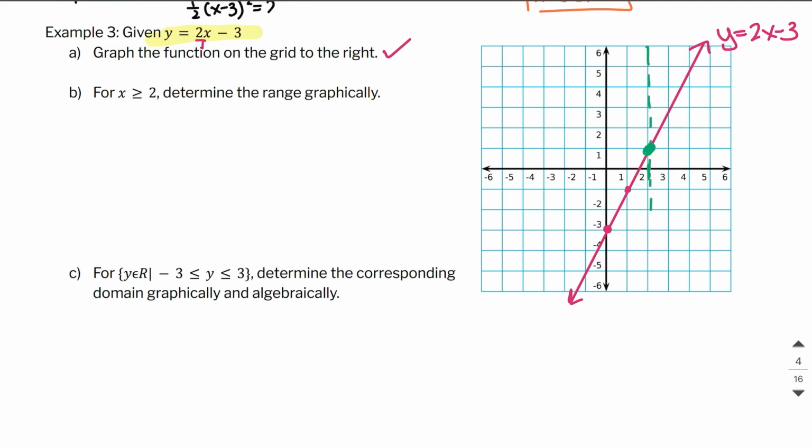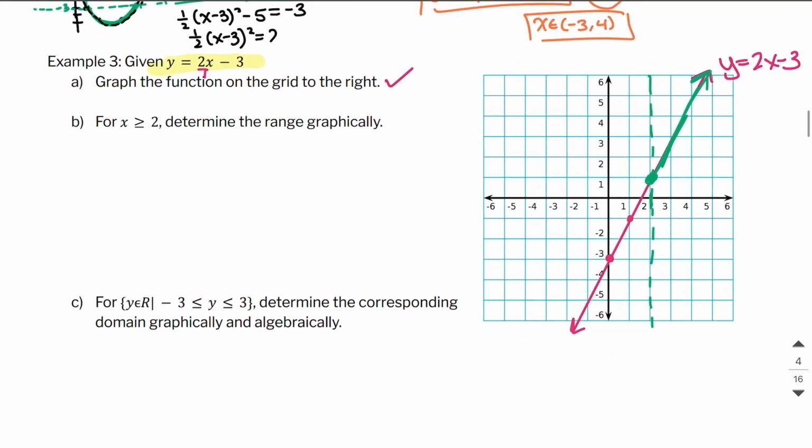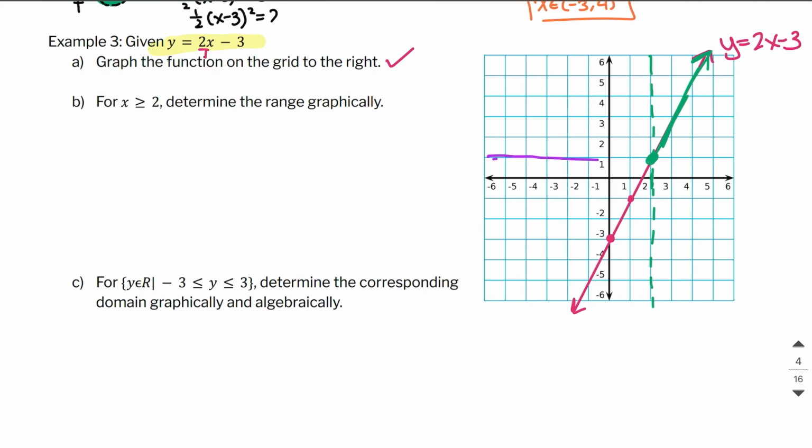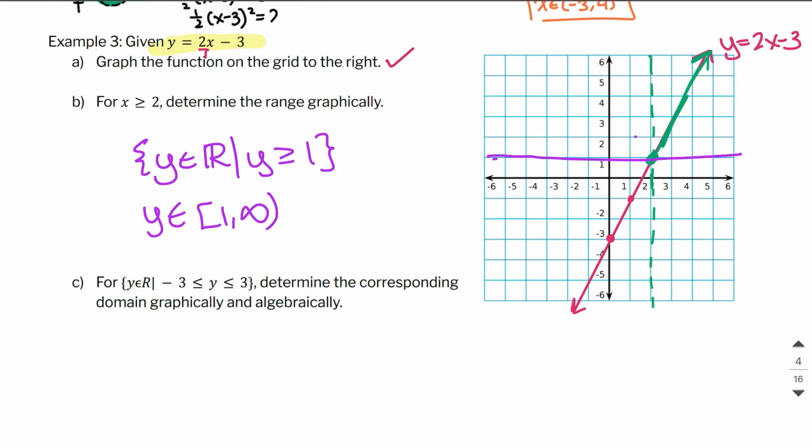So right here, I want to know, well, what values of y will work? So pretty much all of this is what will work. So what is the range graphically? Well, I can see right here that it's going to be from 1 and above, right? So anything smaller than 1 doesn't work because that's to the left of 2, that's less than 2, so it's going to be from 1 and above. So if I were to write out the range graphically, we would say y is an element of the reals such that y is greater than or equal to 1, or we could say that y is an element of 1 to infinity, okay?